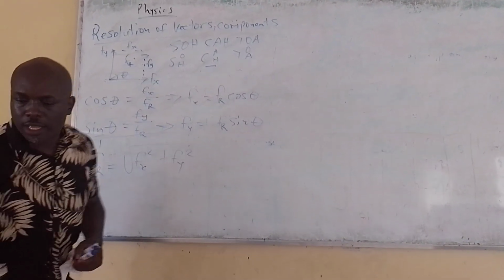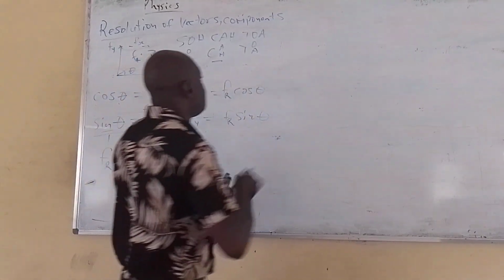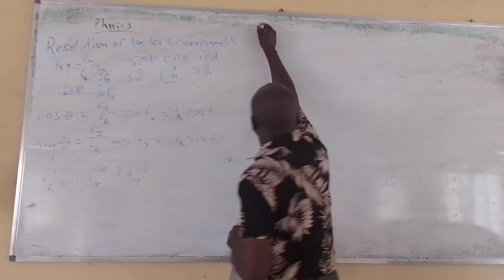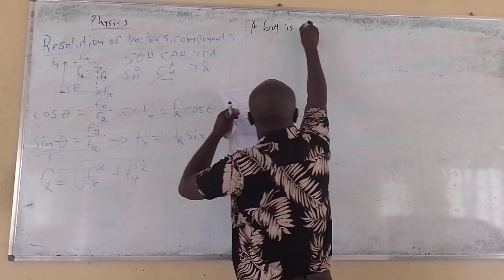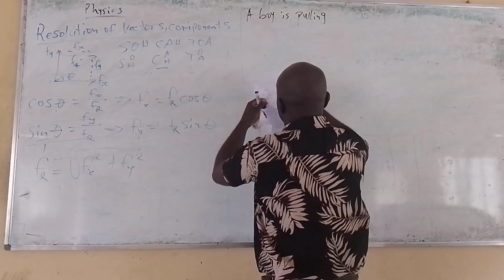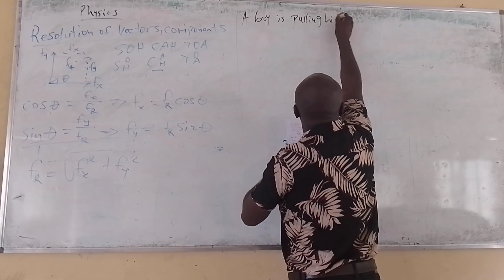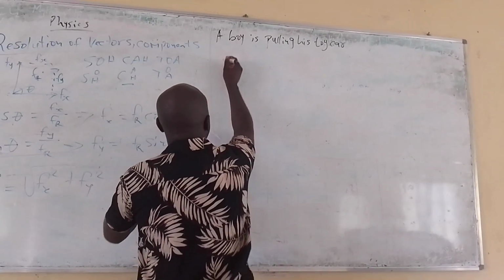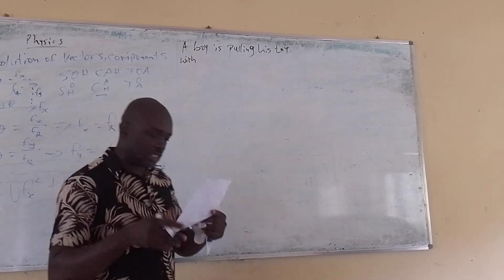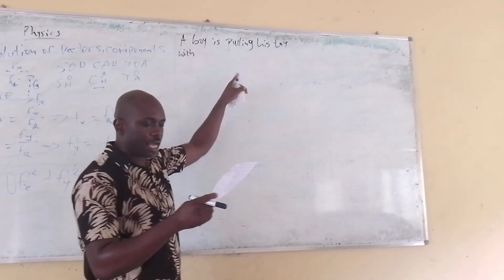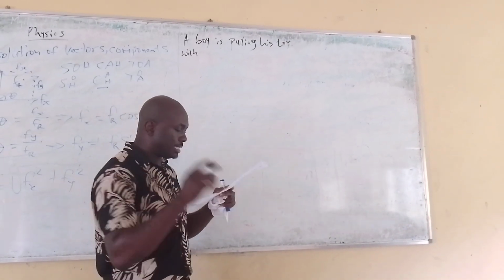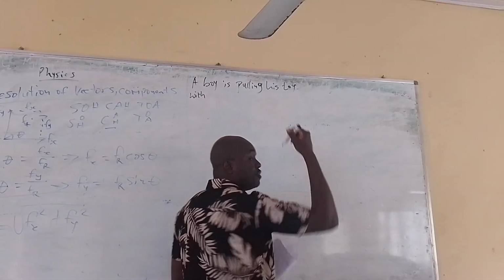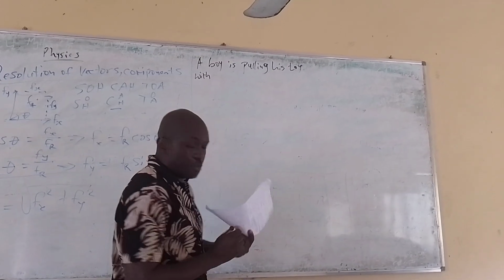Alright, let's start now. A boy is pulling his toy car with a rope attached. The best thing is to draw it for you, like I told you. A boy is pulling his toy car with a rope attached to the toy at 30 degrees to the horizontal direction as shown below. I've already given you the drawing before. The drawing is just a boy pulling his car like this.